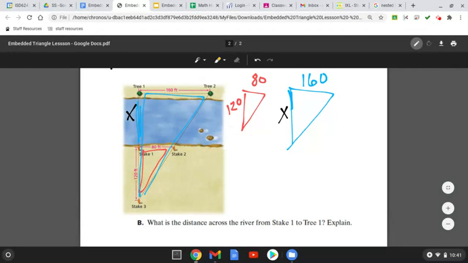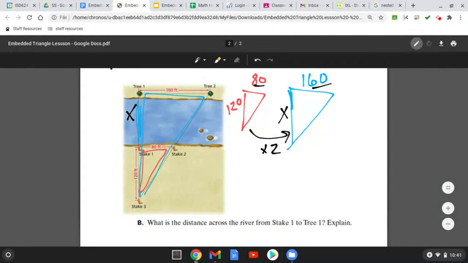Okay, so scale factor, so I have 80 and 160. So my options are 160 divided by 80 or 80 divided by 160. Either one of those scale factors will work. They both work out really, really nicely, so it's up to you. I think I'm going to do 80 to 160, so that's times 2. So my scale factor is times 2.